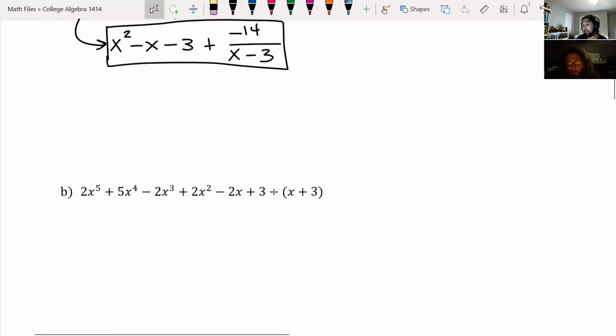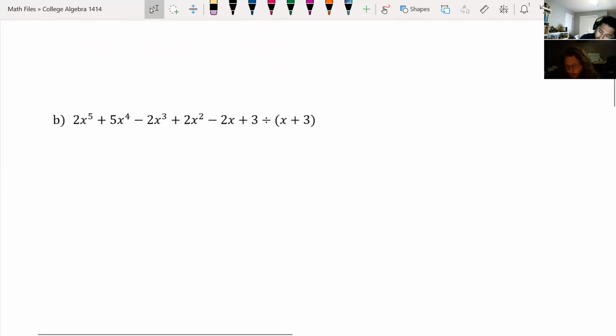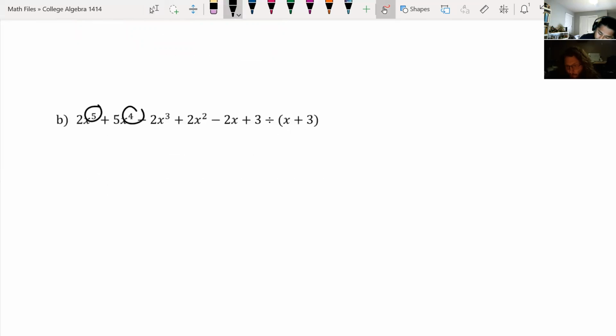All right. B, 2x to the 5th plus 5x to the 4th minus 2x cubed plus 2x squared minus 2x plus 3. Are we missing any powers of x? No, we are not. We have 5, 4, 3, 2, 1, 0. Perfect. We have everything we need. Which means, what is my divisor going to be?